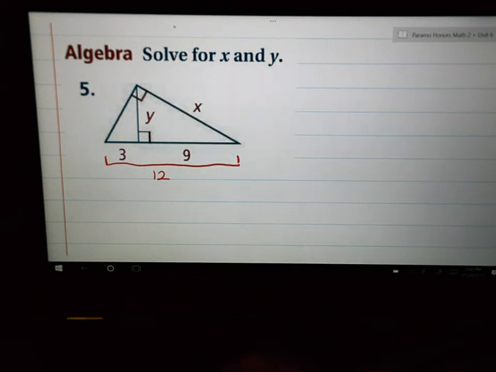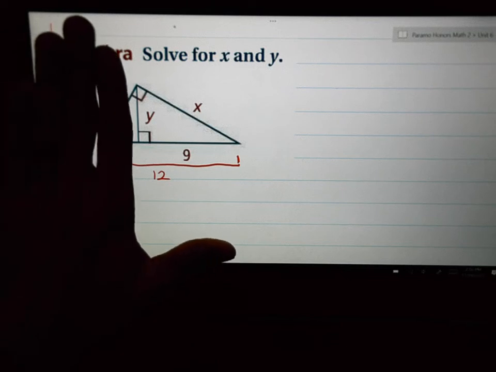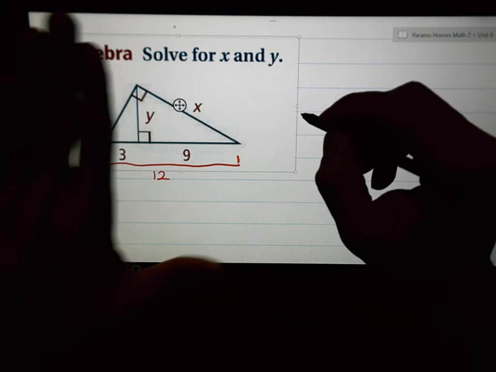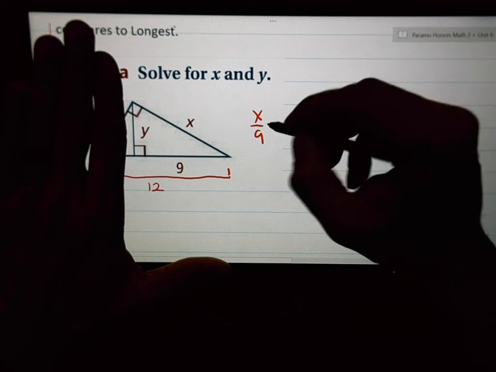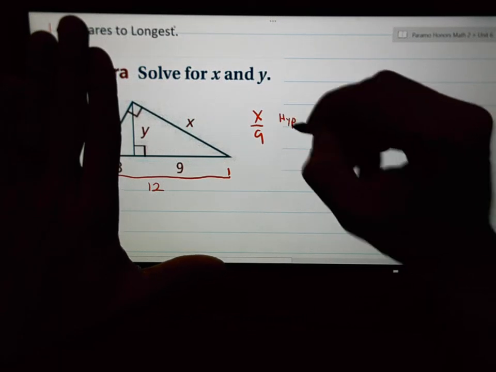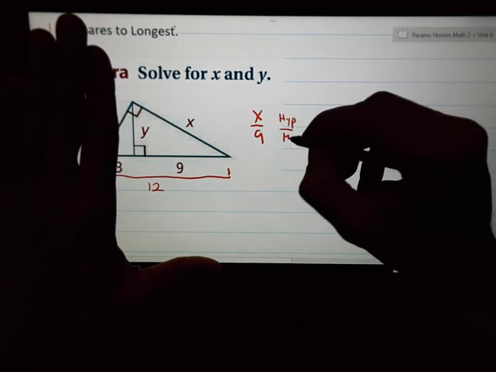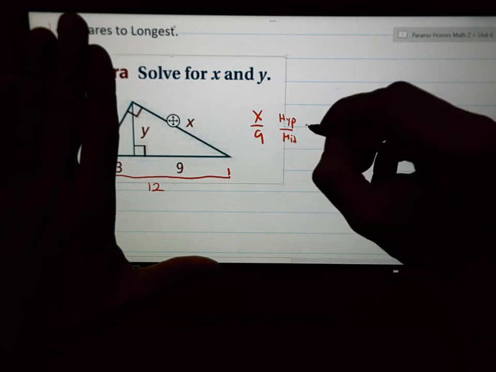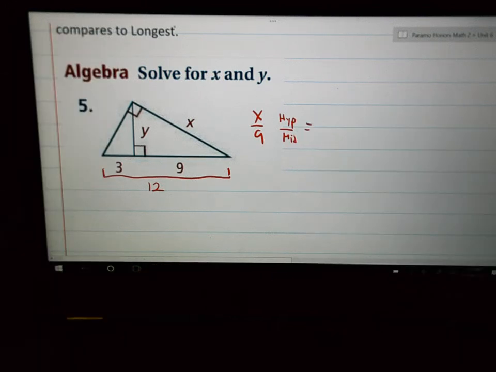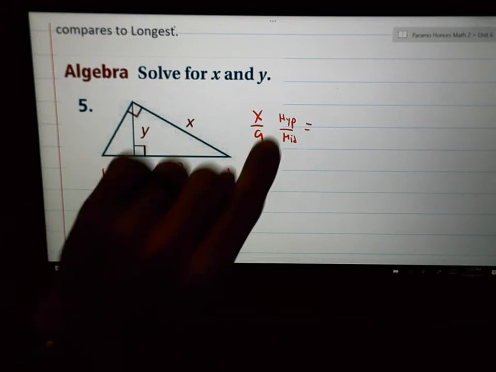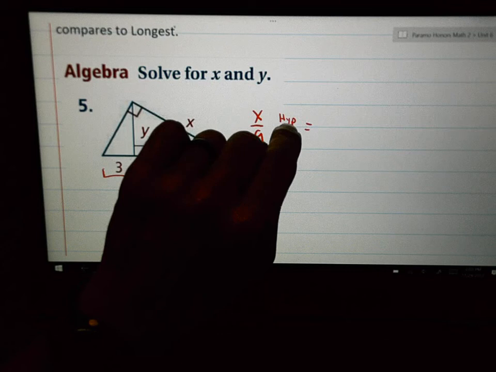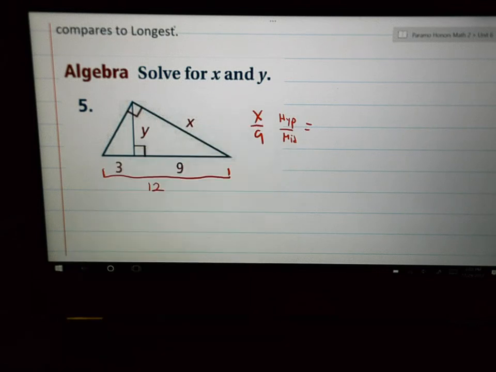This says solve for x and y. I'm going to find x first. So the first thing that I see is I see an x and I see a 9 in the medium triangle. So what I'm going to do is I'm going to write x over 9. And that is the hypotenuse, or the longest side, over the middle side, right? What I need to do then is figure out where there's another hypotenuse and middle that has either an x or a number in it.